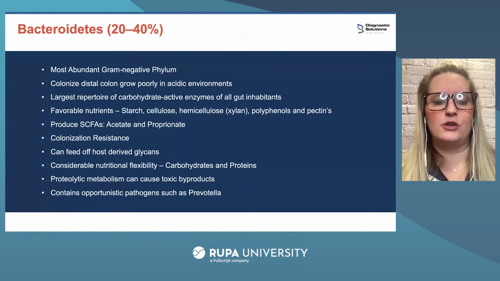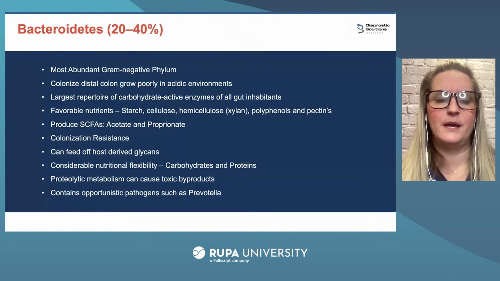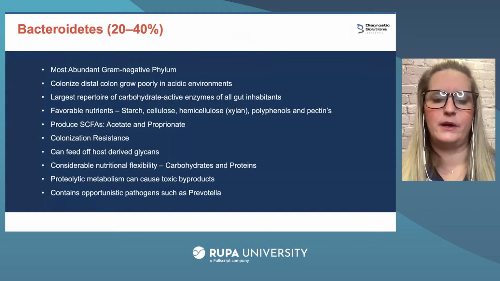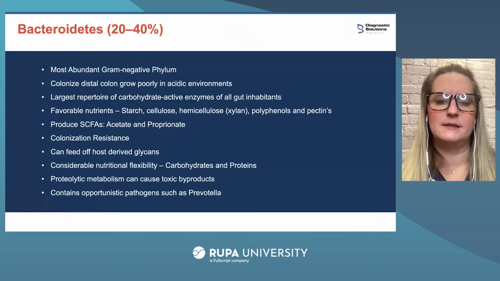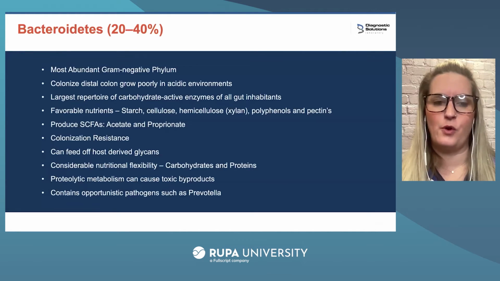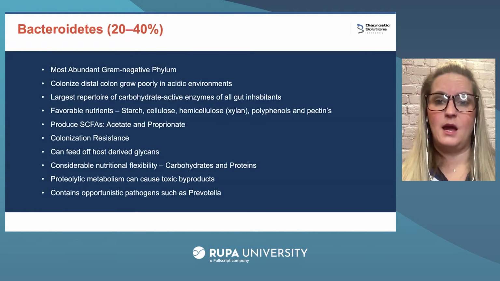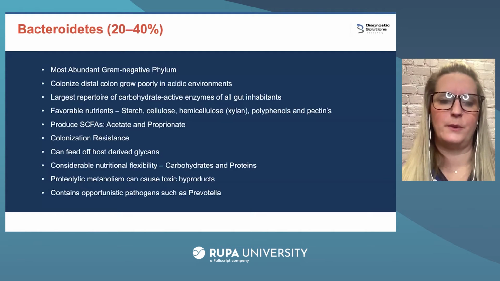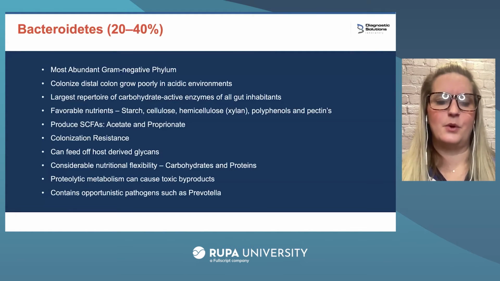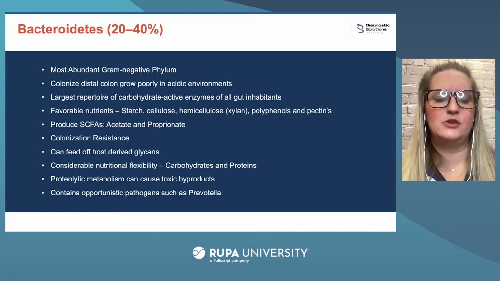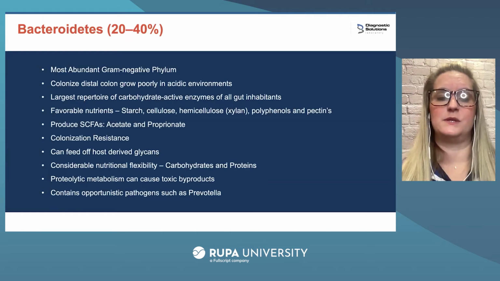So it possesses one of the largest repertoires of carbohydrate active enzymes among gut bacteria. It breaks down a lot of complex polysaccharides like starches, cellulose, hemicellulose, pectins, and polyphenols. It metabolizes carbohydrates into short chain fatty acids. And these are super important to the microbiome, especially to the brain in pediatrics too. So we're going to talk a little bit about that too. Things like acetate and propionate. It metabolizes these carbohydrates to help actually decrease inflammation in the body, but also produces energy.